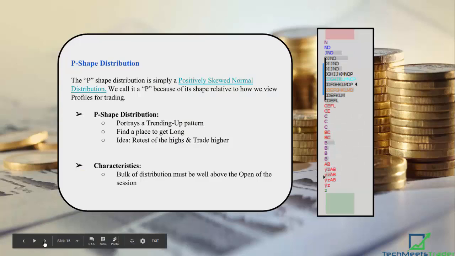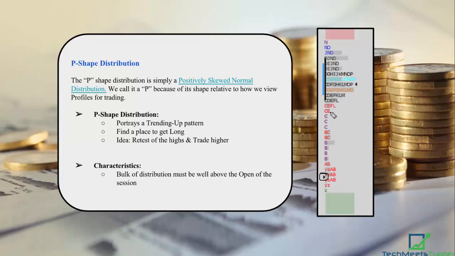Now, the P-shaped distribution is simply a positively skewed normal distribution. We call it a P because of its shape relative to how we view profiles for trading. It portrays a trending up pattern. We want to find a place to get long, and the idea behind the P shape is that it wants to retest the highs or trade higher. The characteristics are that a bulk of the distribution must be well above the open of the session. Here in this image, we can see the market opened here, and the larger bulk of the trading is well above the open.